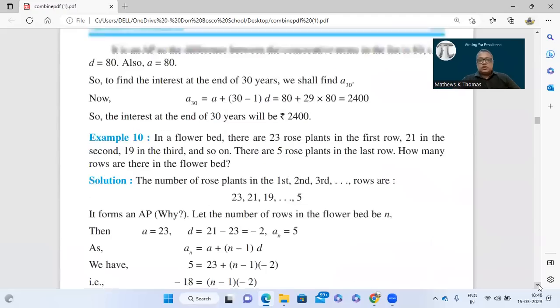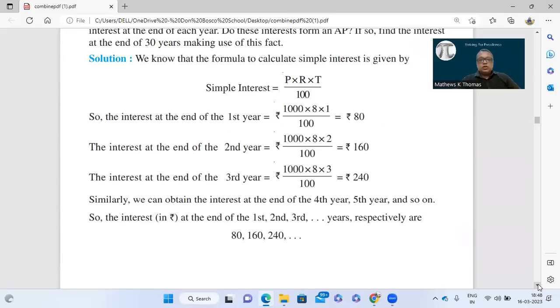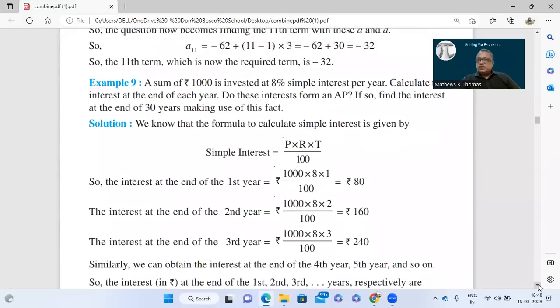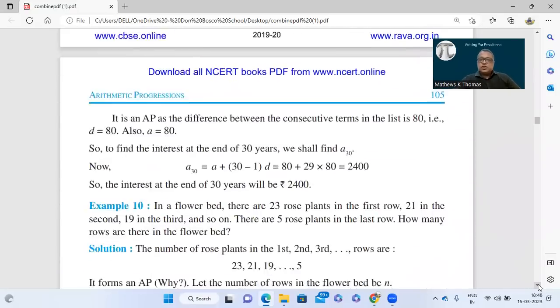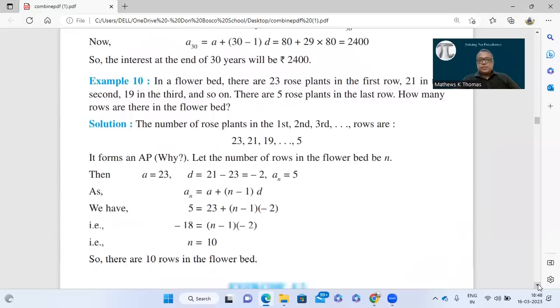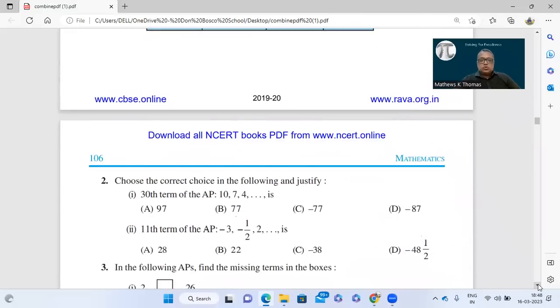So please remember how to do it. Please remember the formula of simple interest, PRT by 100, and also compound interest. When you're finding the amount, P into (1 plus R by 100) to the power n, because in the first exercise, simple interest and compound interest, one question is there.